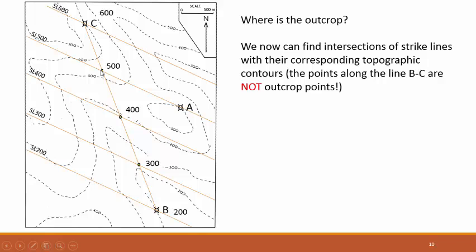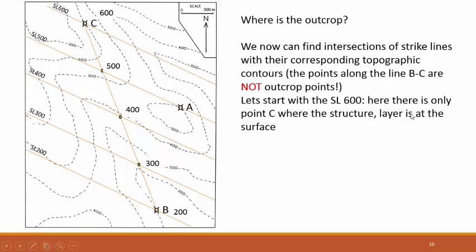They are not outcrop points for a very simple reason. These points here do not lie on the respective topographic contour. 500 here, for instance, is not on the 500 meter contour line. And 400 is also off the 400 contour, and so is 300. Here is the 300 meter contour, topographic contour line. This point is not on that contour line. This means that these cannot be outcrop points.